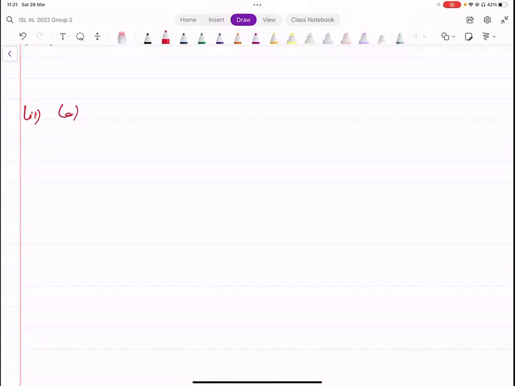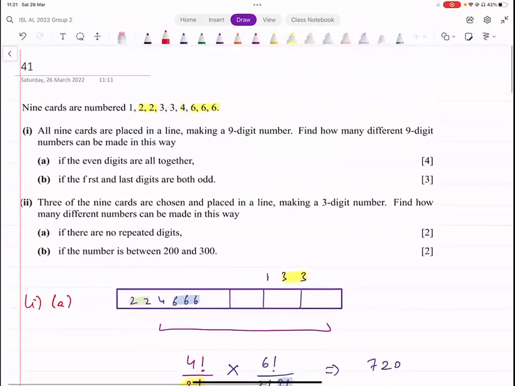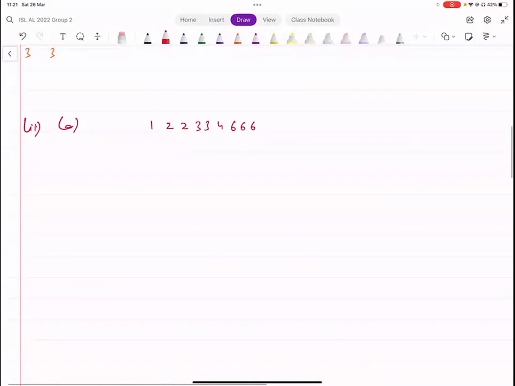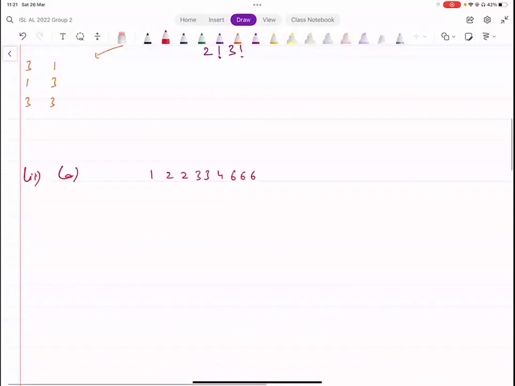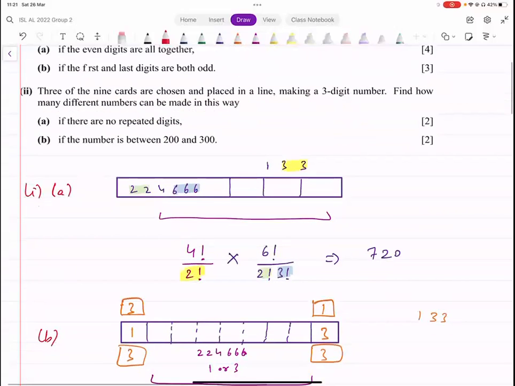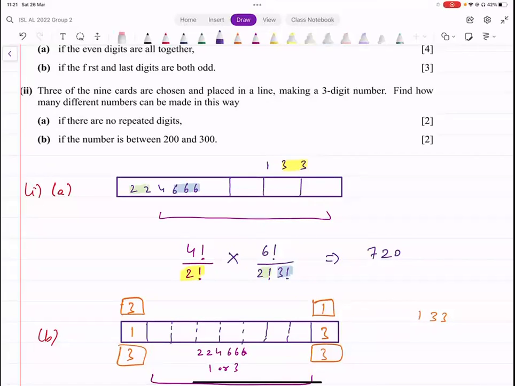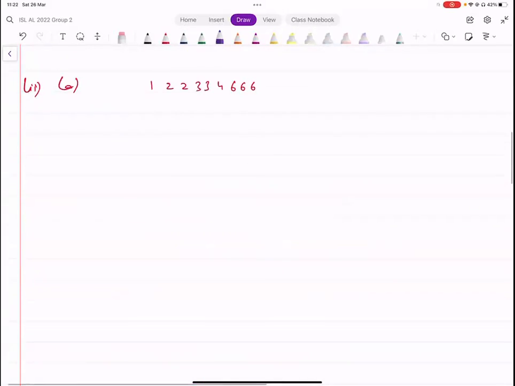हमारे पास numbers क्या थे? We'll write them here. 1, 2, 2, 3, 3, 4, 6, 6, 6. Yeah. So these were the numbers that we had. We have to choose 3 cards from that and make a 3-digit number from that. 3 choose करना. ठीक है. How many different numbers can be made if there are no repeated digits?